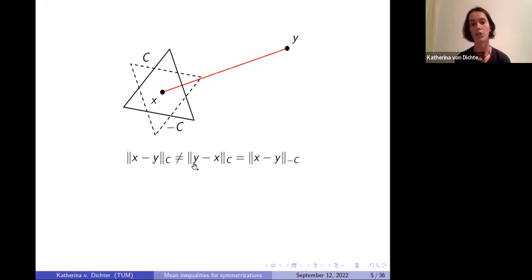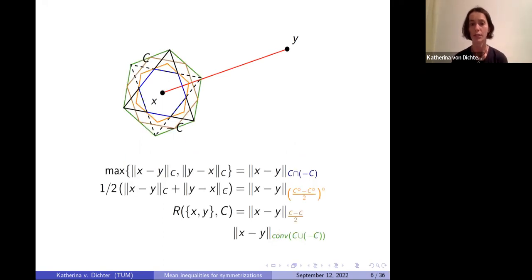Actually, the gauge function of y to x is the same as taking x minus y with respect to minus C. Minus C is taking your gauge body and rotating it by 180 degrees. And you see actually that in this example, those two gauges are not the same, and one is twice the size of the other one. But now you end up in the problem that the one of C and minus C is not the same. So you have now two measures, and you can take symmetrizations of them.